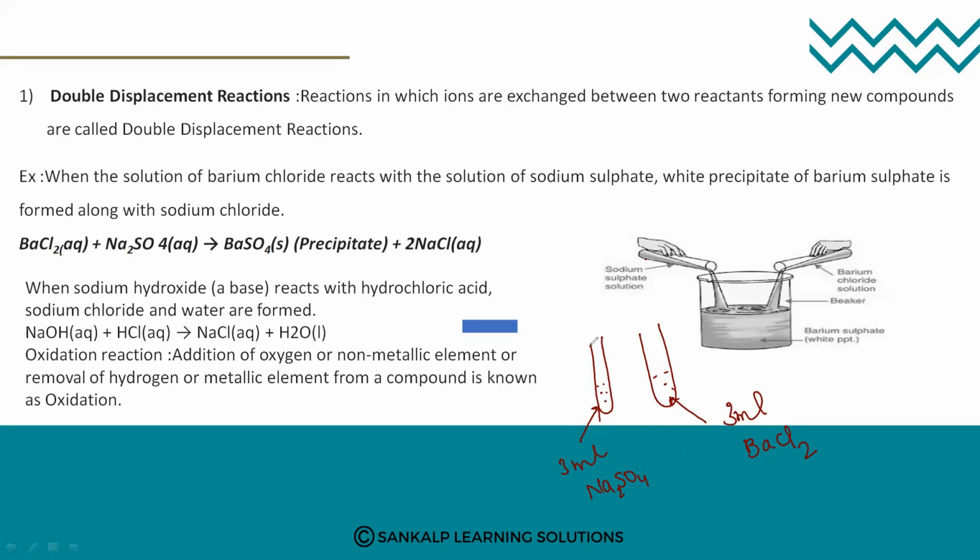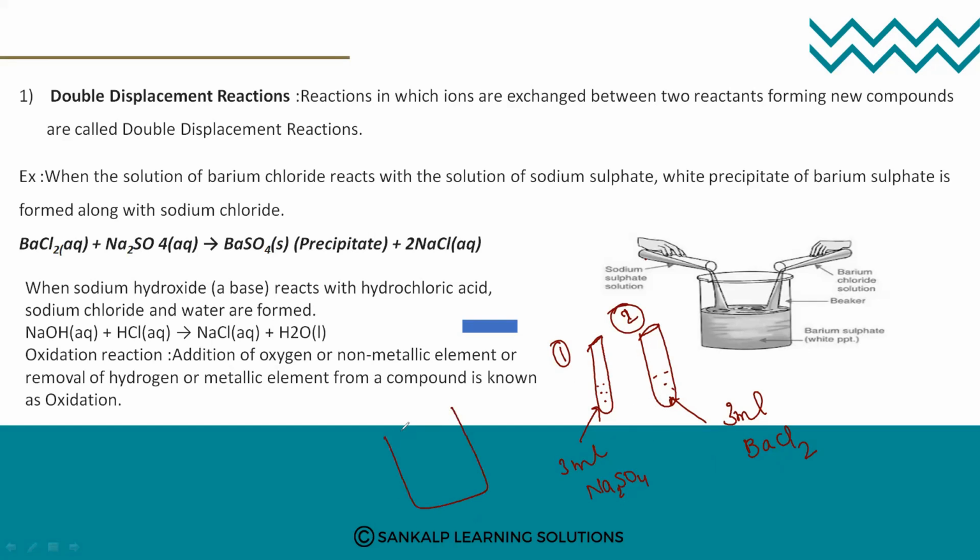So what is done? Two test tubes are taken. In one test tube, you take sodium sulfate solution, and in another test tube, you take barium chloride solution. So both the test tubes consist of 3 ml of solution. Now what is done? First you have to take the solutions separately, in both the test tubes. Then what you have to do?